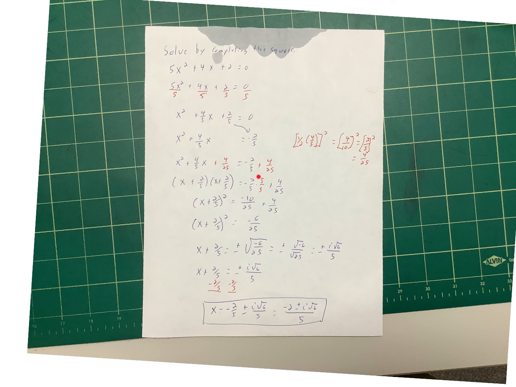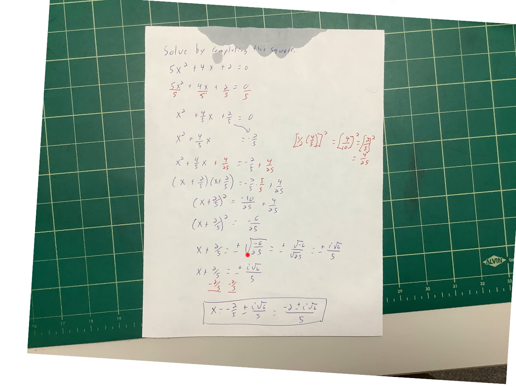Now over here you need to get a common denominator of 25, so you have to multiply that by 5 over 5. So we have the quantity x plus 2/5, closed quantity, squared equals negative 10 over 25 plus 4/5. Well, that's negative 6/25. Apply the square root property.